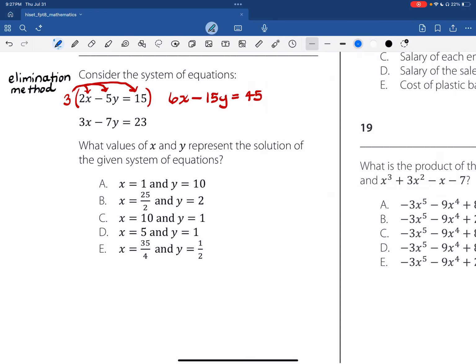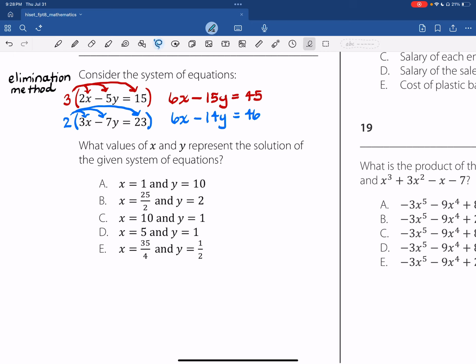And then on this equation, I want it to be a 6x, so I'm going to multiply it by 2. And I'll have to distribute that 2 to all the terms. So 2 times 3 is 6x. That's what I'm looking for. 2 times 7 is 14y. And 2 times 23 is 46 positive.